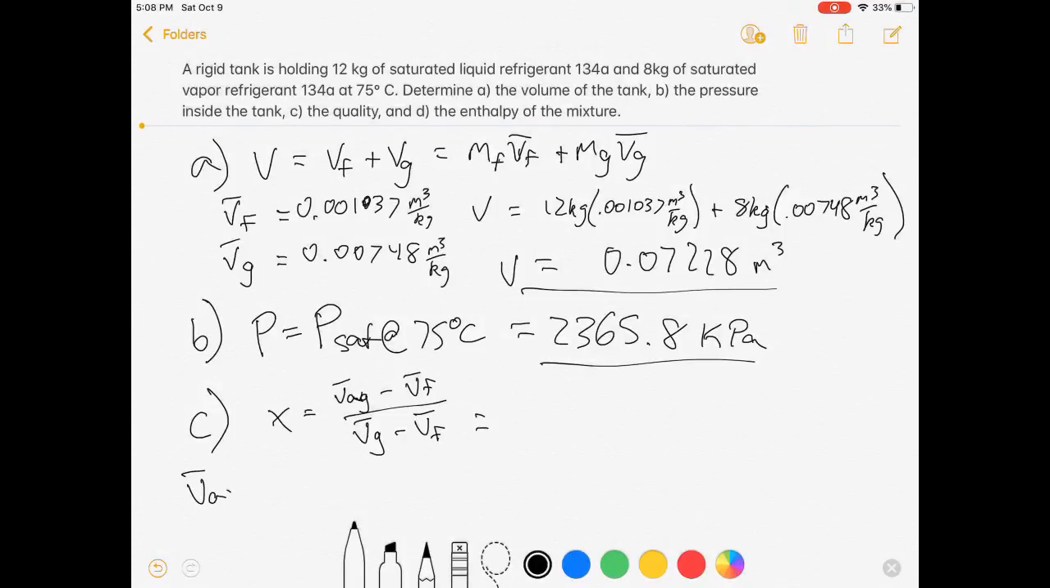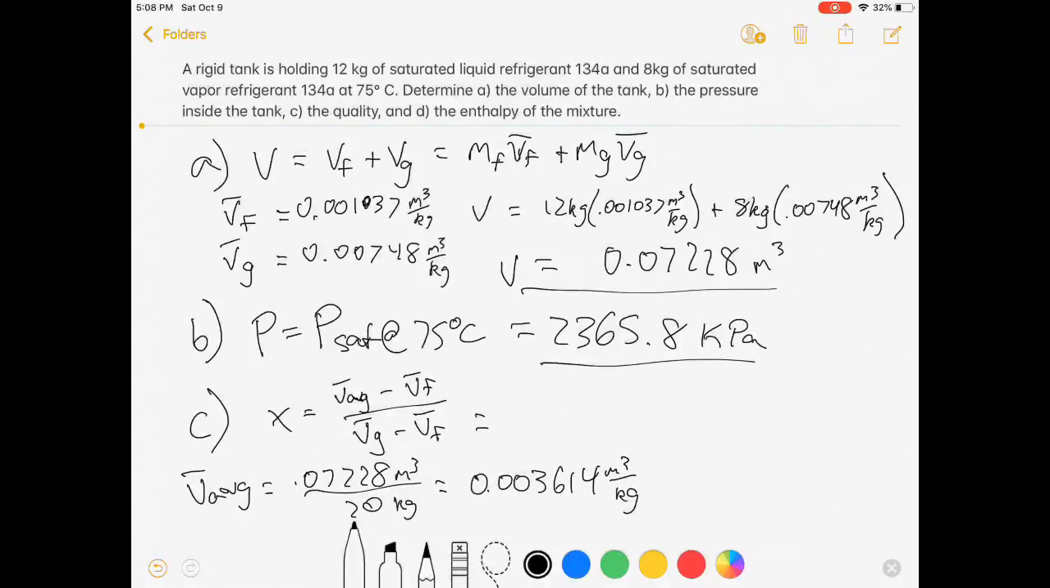The average specific volume is going to equal 0.07228 meters cubed divided by 20 kilograms. That's going to equal 0.003614 meters cubed per kilogram.